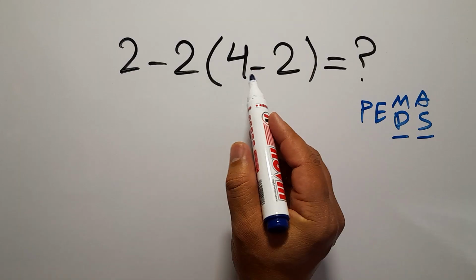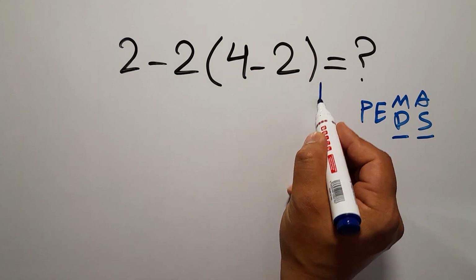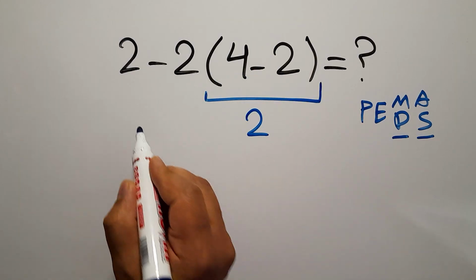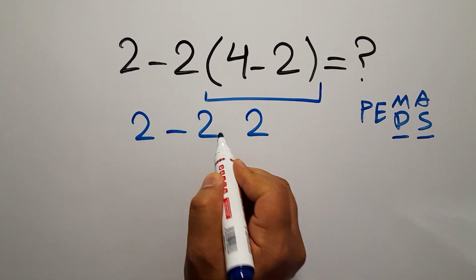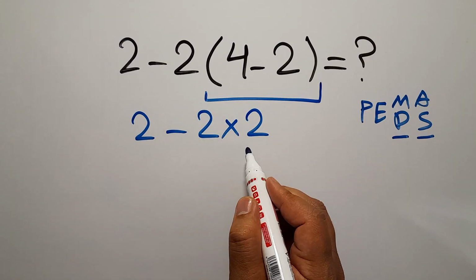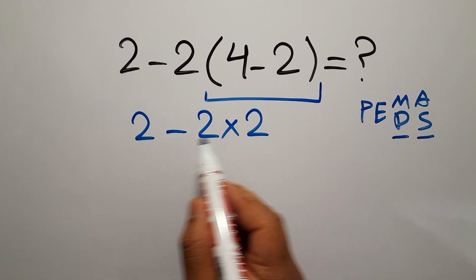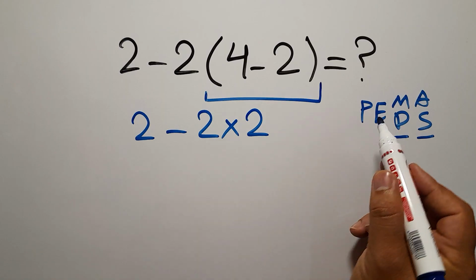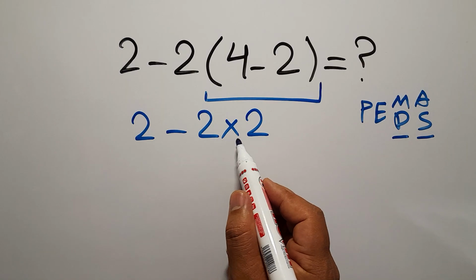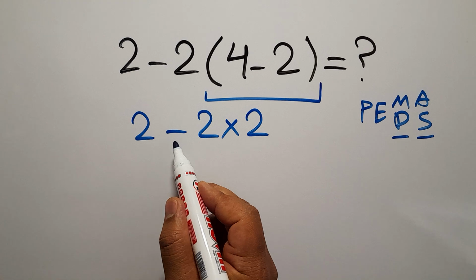Inside this parenthesis we have 4 minus 2, which equals 2. So 2 minus 2, then times 2. Now we have one subtraction and one multiplication. In PEMDAS, multiplication comes before subtraction.